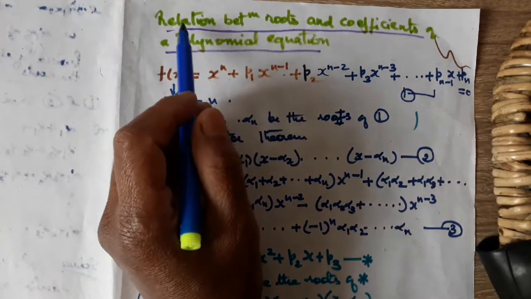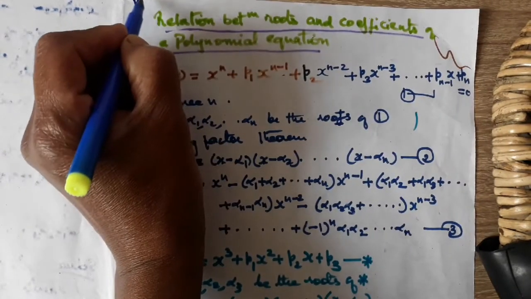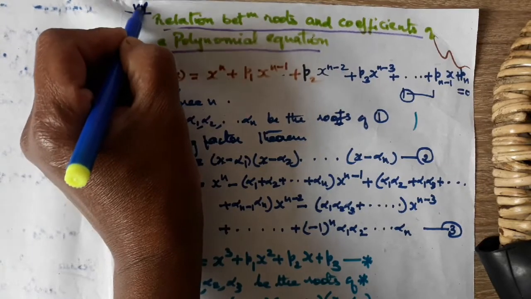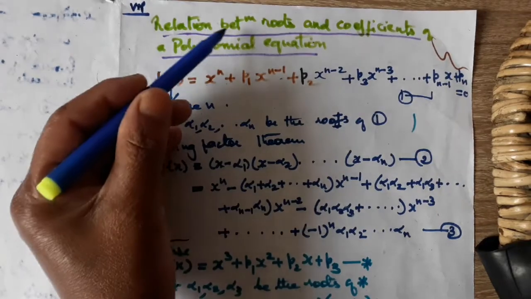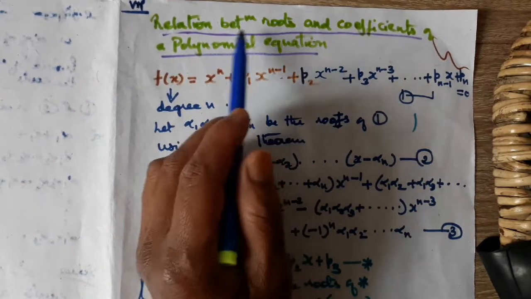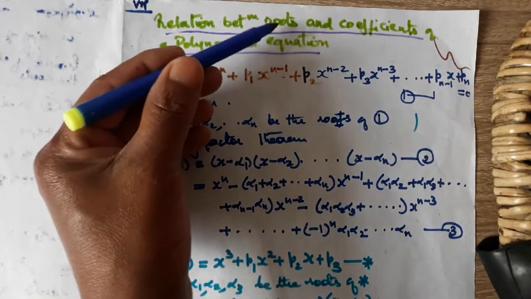Today I am going to discuss the relation between roots and coefficients of a polynomial equation, which is an important part of the syllabus in unit 2. So how to find the relation between roots and the coefficients? You know what the roots and what the coefficients of a polynomial are. So how to find the relation between them?